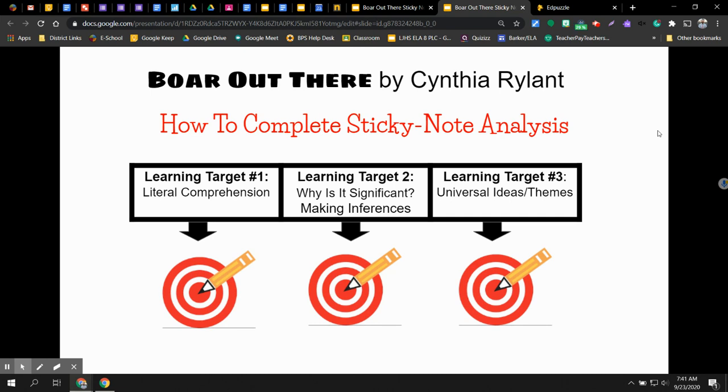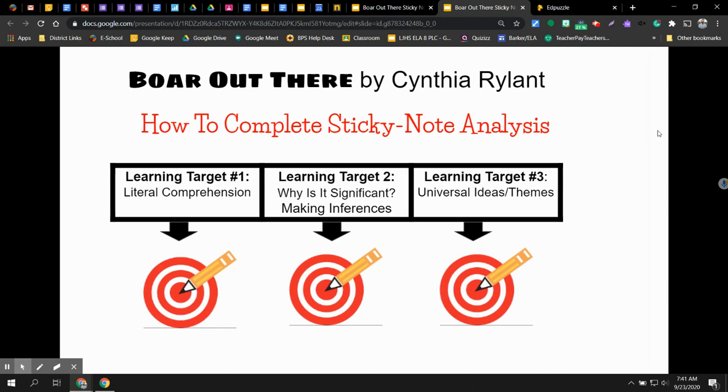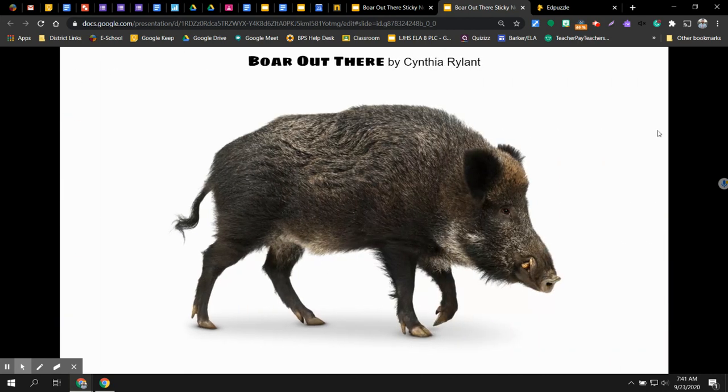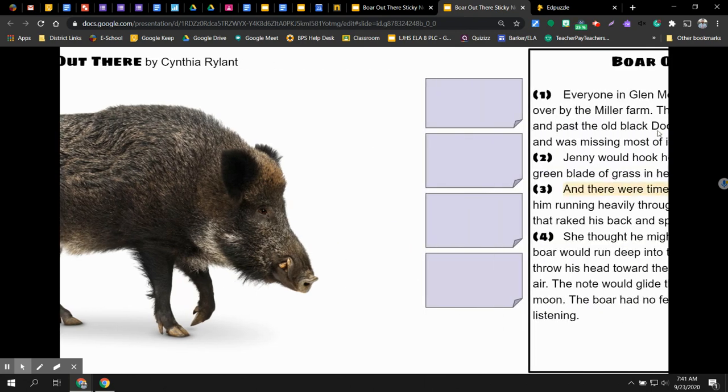So in this video, we're just going to walk through the left-hand side of the sticky note analysis, the purple sticky notes where you track what's literally happening in the story. And we're going to do that with a short story called Boar Out There. So I'm going to read this story to you, and then I'm just going to stop. I'm going to ask you some questions, kind of get an idea whether or not you know what we might put into the purple stickies on the left-hand side.